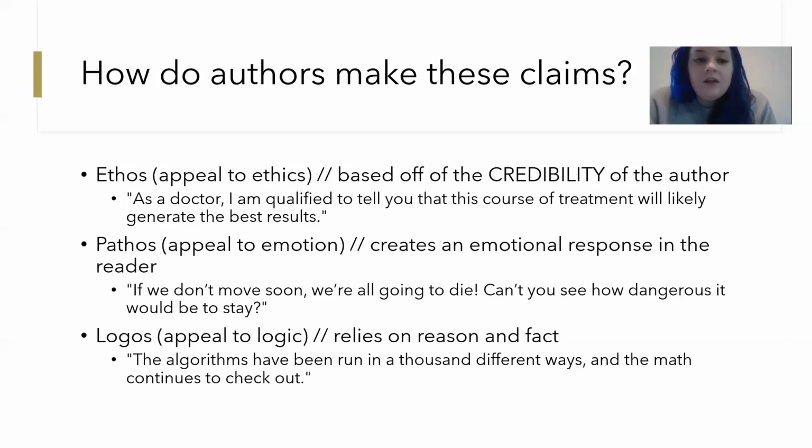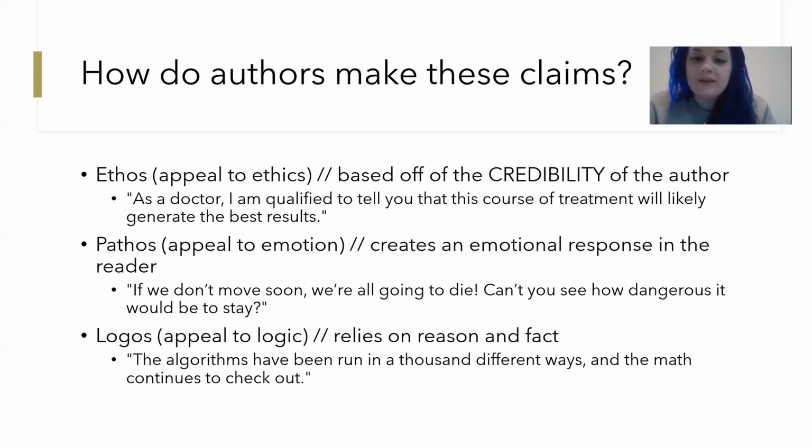Okay. The second one is pathos, which is an appeal to emotion. So this creates an emotional response in the reader. So if we don't move soon, we're all going to die. Can you see how dangerous it would be to stay? So pathos is usually fairly easy to identify because it evokes an emotional response when you're reading it. Even if you necessarily don't agree with the statement, you can usually identify with the emotional appeal or response that the author is using.